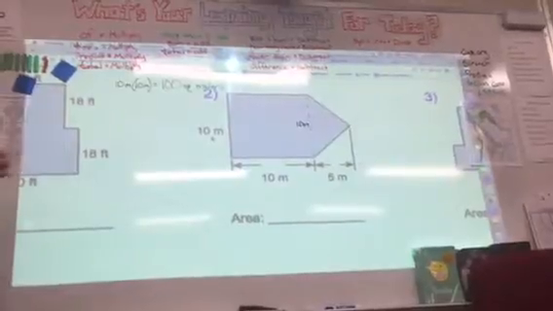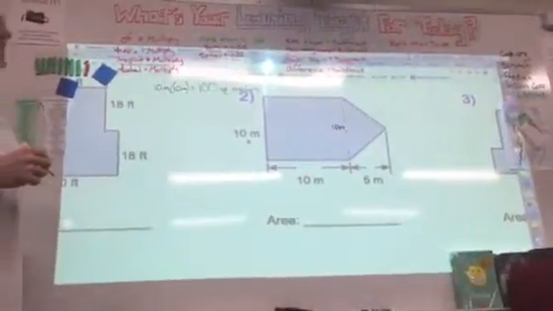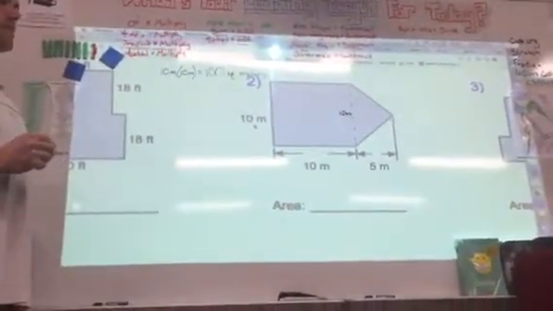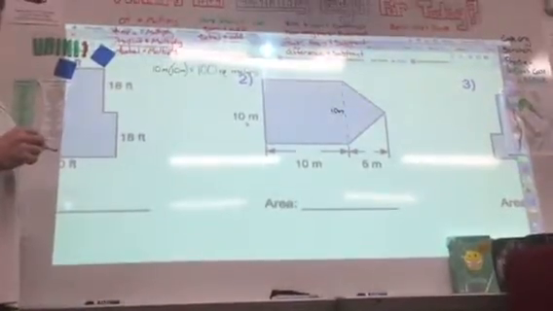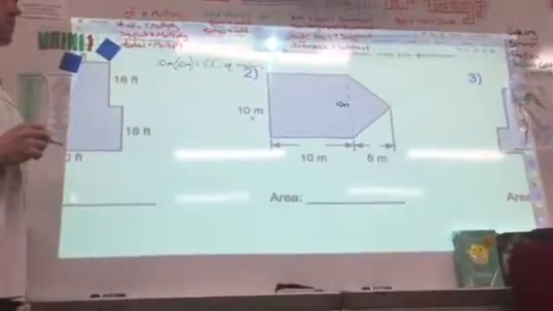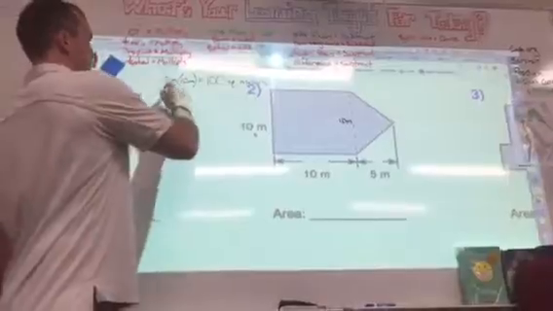Macy? Base times height divided by 2. Do I have a base? Yes. What do you say my base is? It's the 10 thing. Sure. Base, 10 meters.